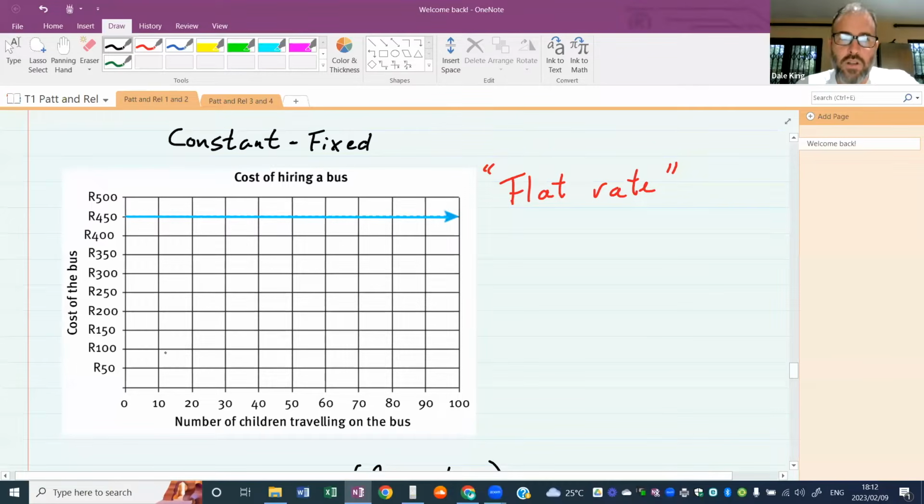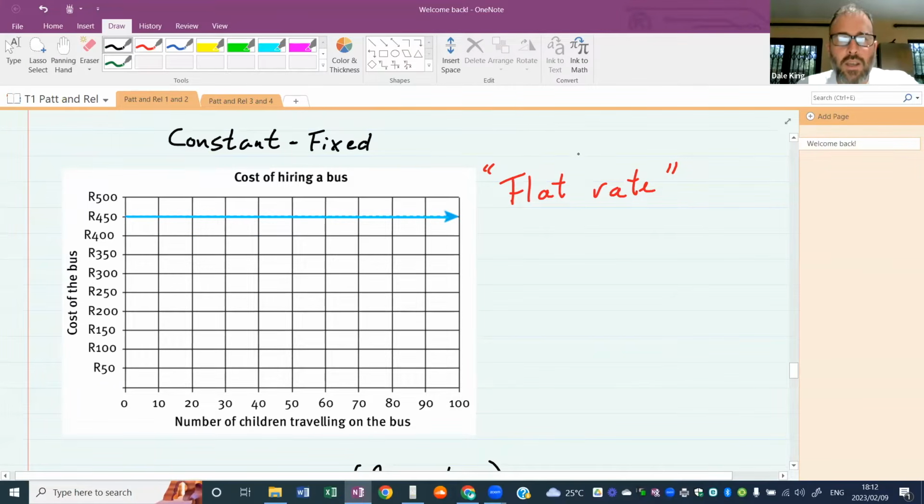So this graph is not going to go up as the number of children increases. We can see at the bottom of the graph, the number of children is getting bigger as we go from left to right. But that line at the top there is not increasing as we increase the number of children. It's staying constant. So we call this a constant or fixed relationship. It doesn't change. It doesn't get bigger. It doesn't get smaller. It stays the same.